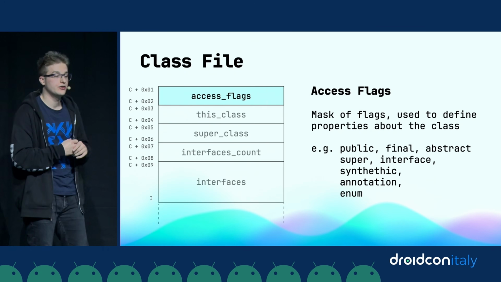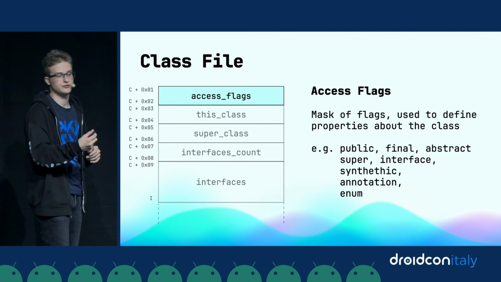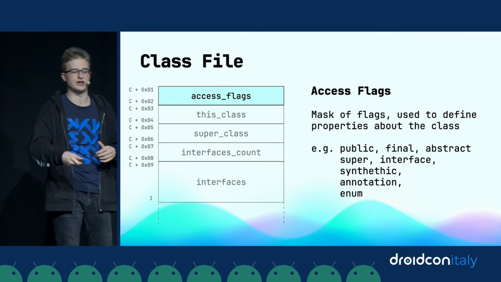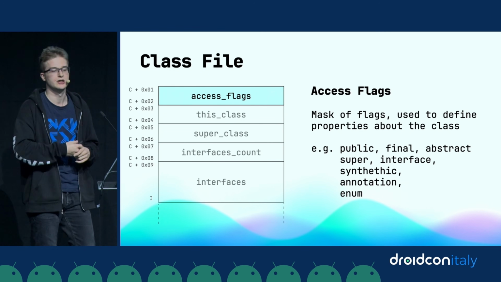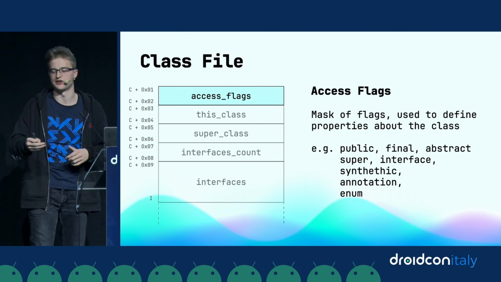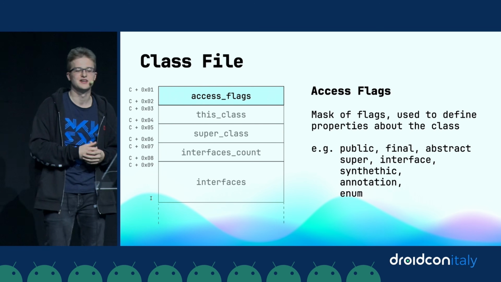Then you have access flags, which are basically markers for the class. For example, public, final, abstract, synthetic, which means that you didn't write the class, it's been generated by the compiler. Enum, which is actually the reason why Kotlin has the modifier enum class, because it's a class.